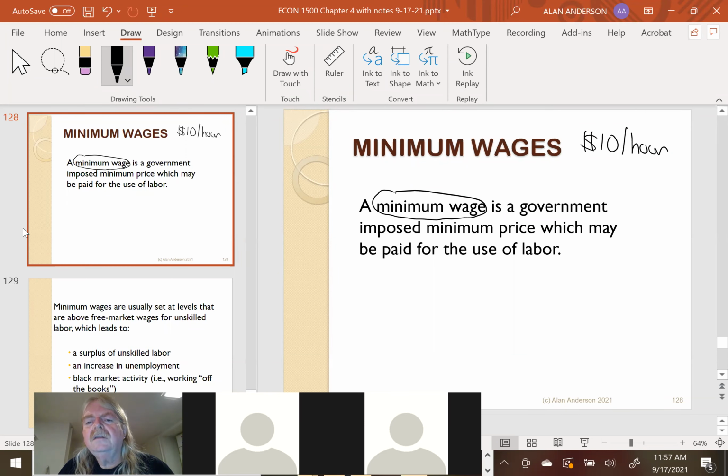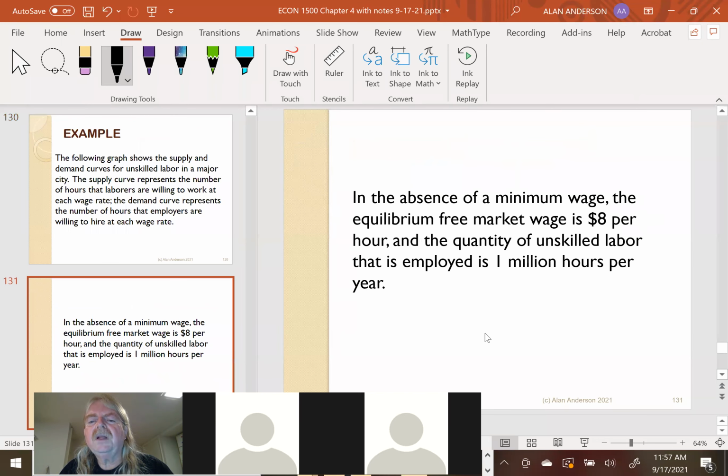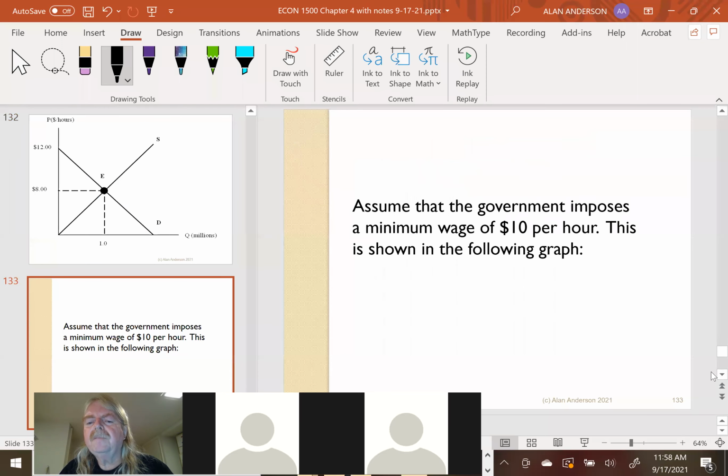And they're saying, listen, if you want to hire people, you must pay them at least $10 an hour. Well, what's that going to accomplish? Well, let's look at the supply and demand curves. And let's just say we have that situation in this market.